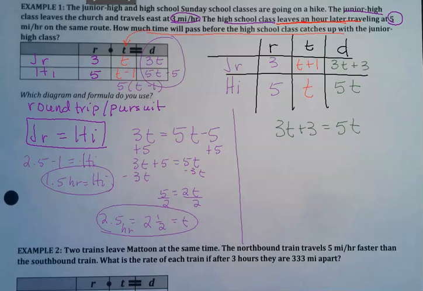You should. Yeah. Okay, because if you're using one variable for both places, then yes. So let's look at Anne's way that she set it up. How would we solve that? How would we get our times together? Subtract 3t. So then we have 3 equals 2t. Then we divide by 2.